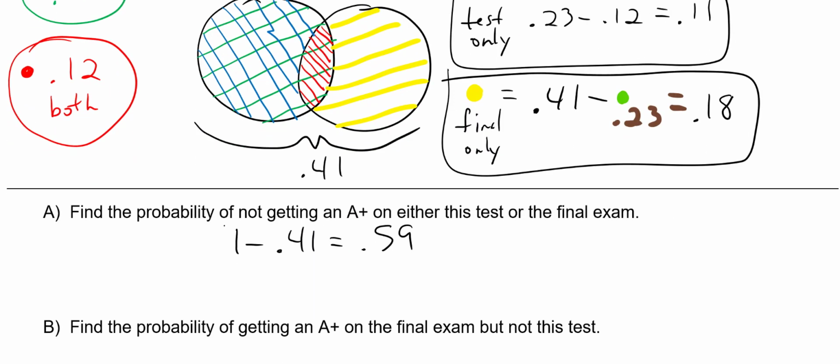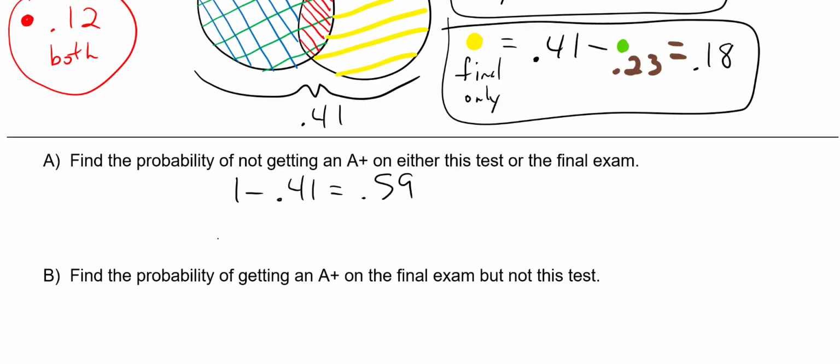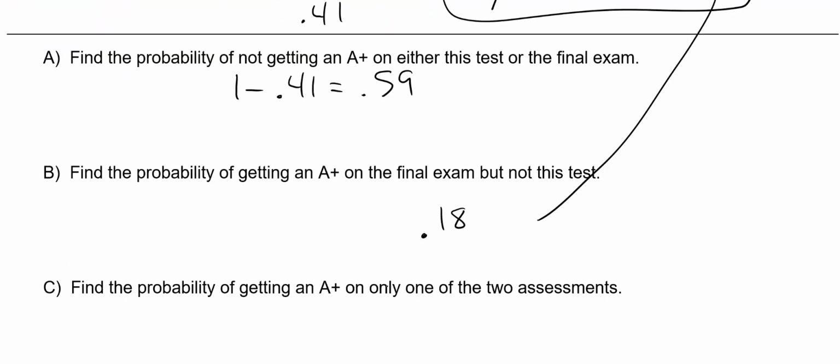Find the probability of getting an A on the final, but not on this test. We already did that. Getting an A on the final, but not on this test. Isn't that the yellow? Because it doesn't include the middle section. So that's actually pretty sweet. That's just this part right here, which is 0.18. And then the last question I'm going to ask you, find the probability of getting an A on only one of the two assessments.